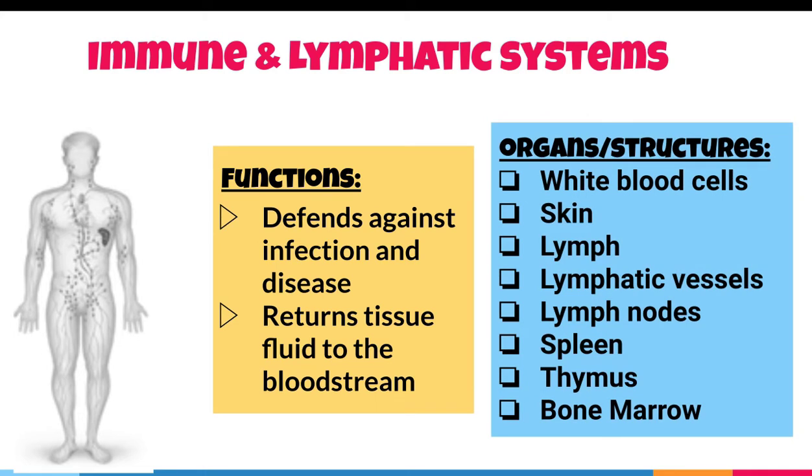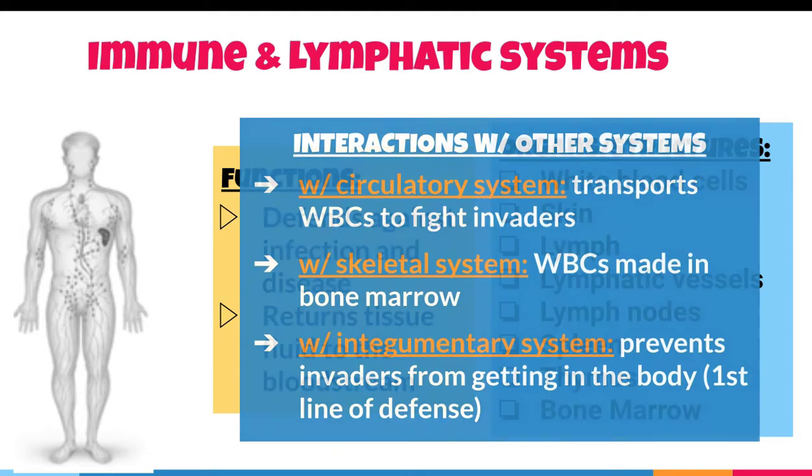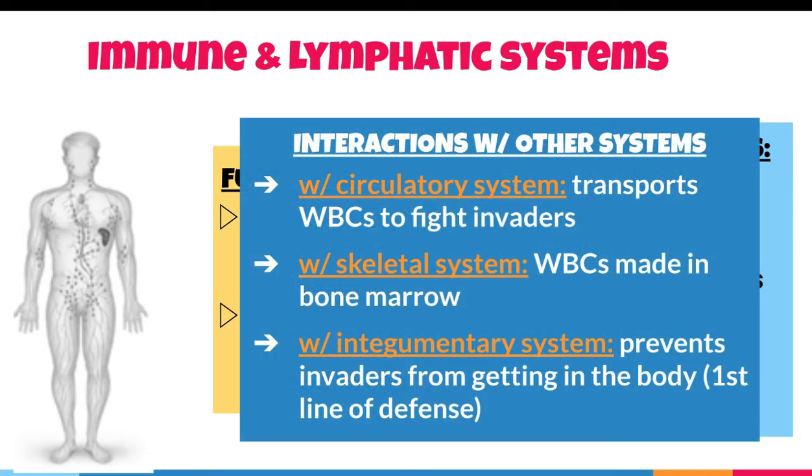Organs and structures to be aware of are the white blood cells. Sometimes you'll see them in here called the WBCs. Those are the white blood cells. Your skin, your lymph, which is a fluid, lymphatic vessels, lymph nodes, spleen, thymus, and bone marrow. The immune and lymphatic systems work with the circulatory system to transport white blood cells to fight invaders that are causing an infection in our body.